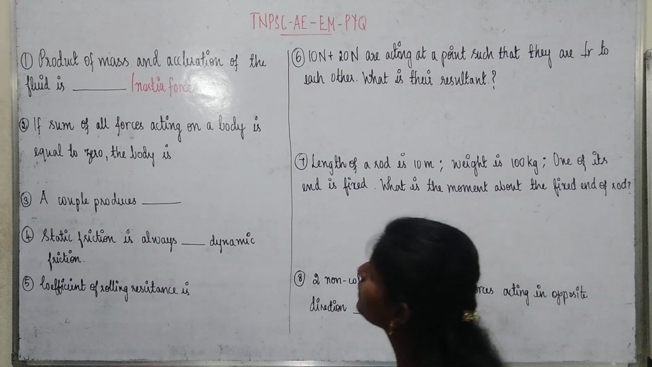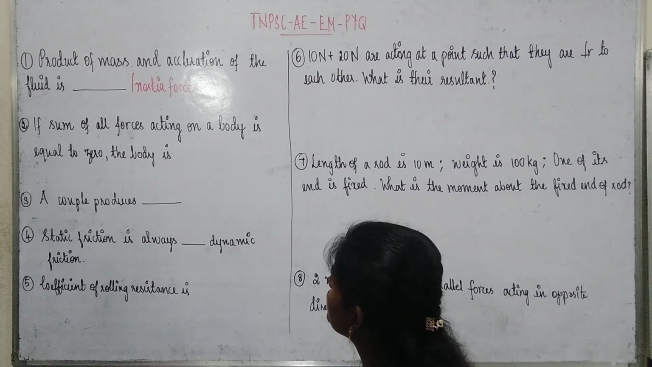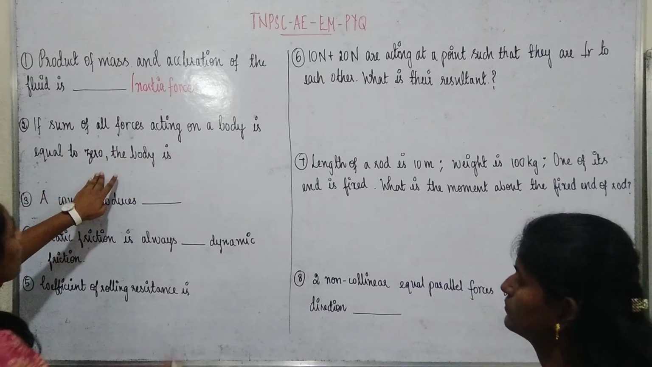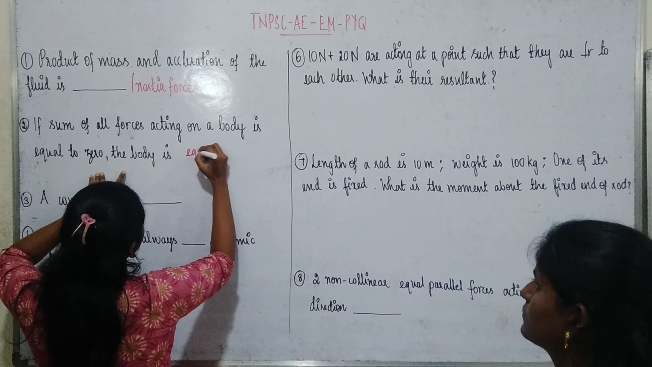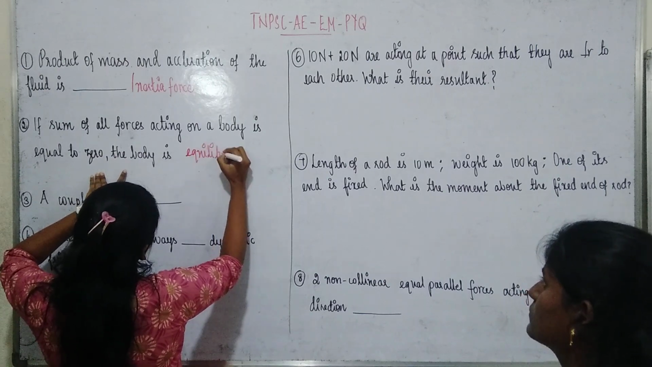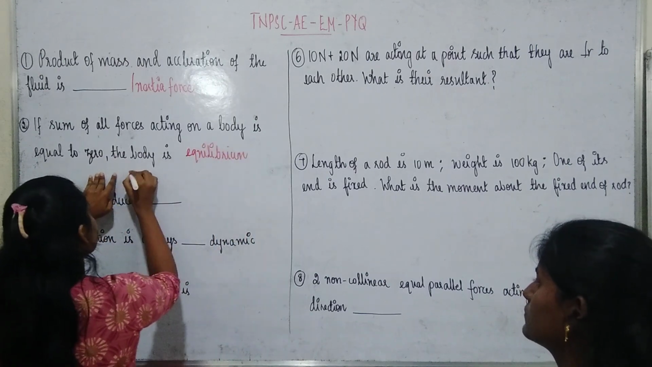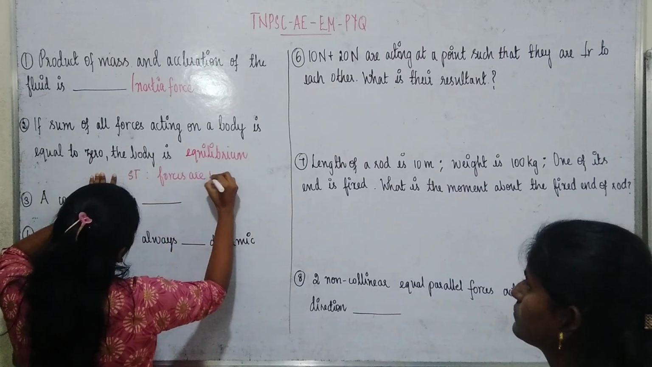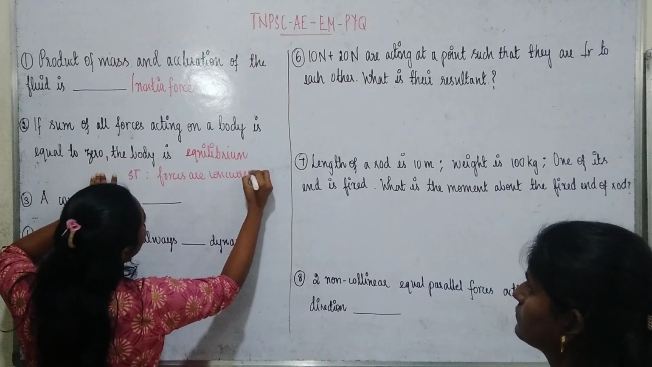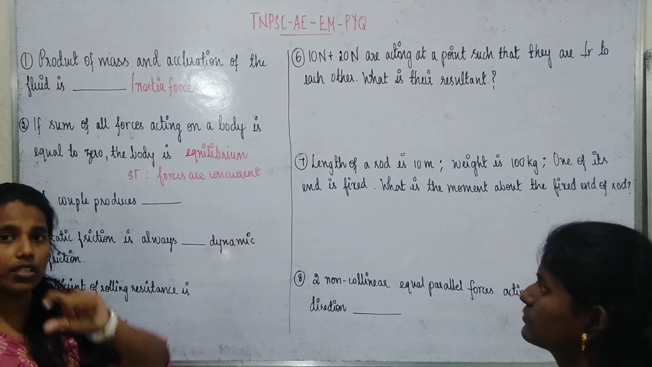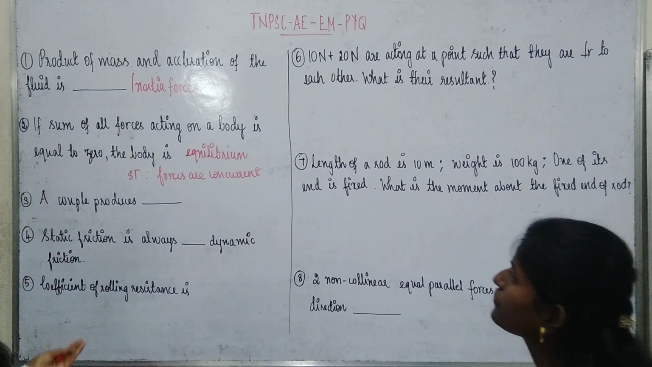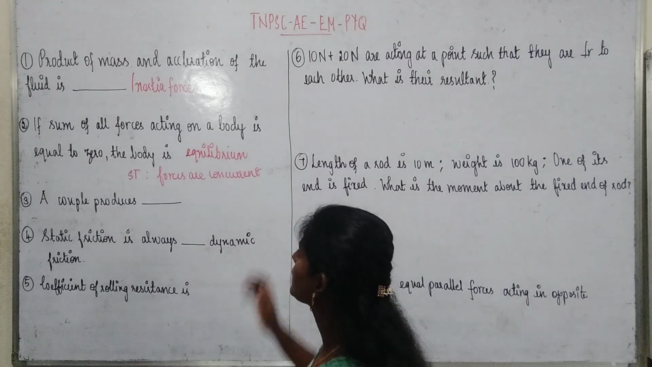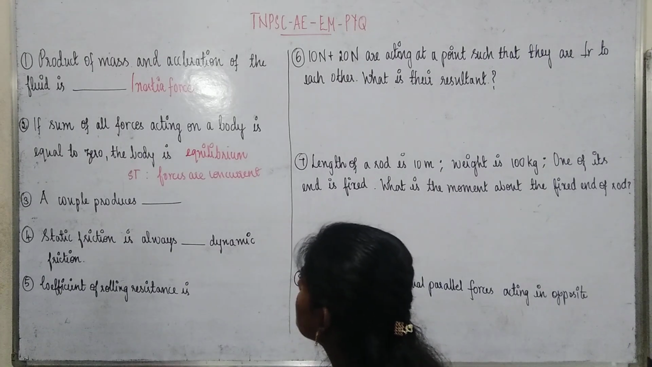Next question, if the sum of all forces acting on the body is equal to zero, the body is. If the sum of all forces acting on a body is equal to 0, then the body is in equilibrium, and a condition is given such that all the forces are concurrent. We know concurrent forces are forces acting along the same point. So if the sum of all forces acting on the body is equal to zero, the body is in equilibrium.